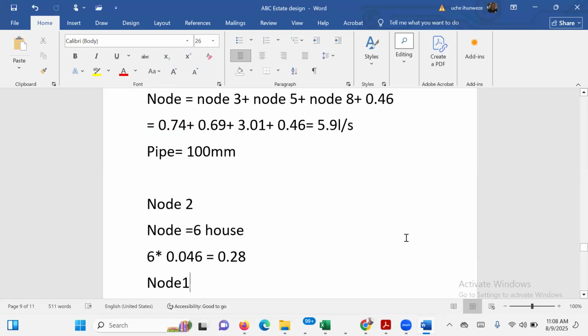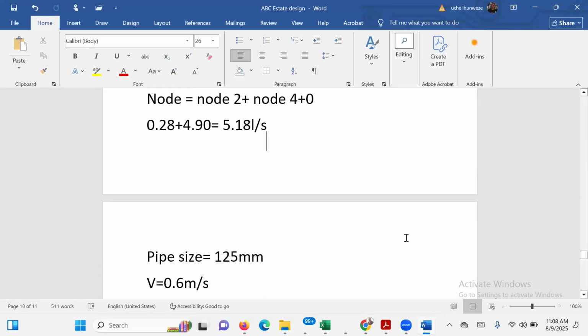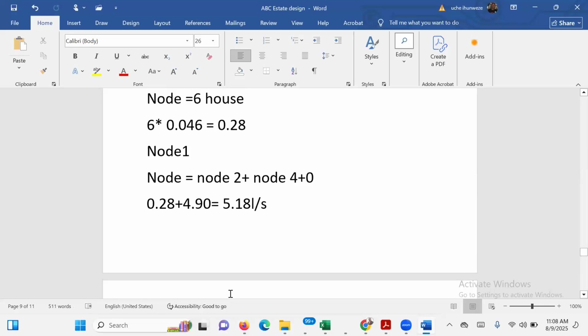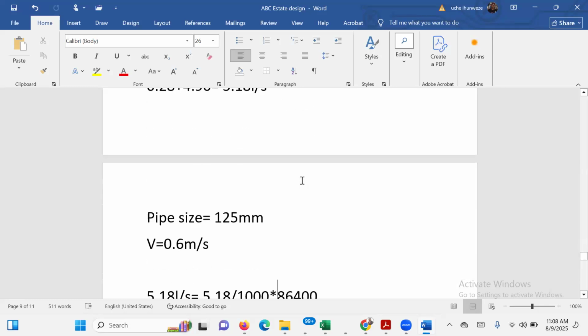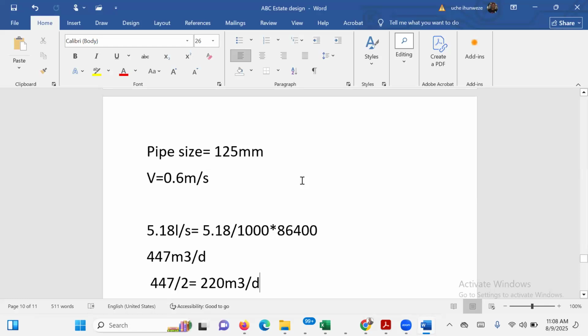Then we go to node 2. Node 2 has these houses. So node 1 becomes node 2 plus node 4. That becomes 0.24 plus 4.9 we got before, and that will give you 5.1. And the pipe size becomes 125 mm, and the velocity is still very, very good.